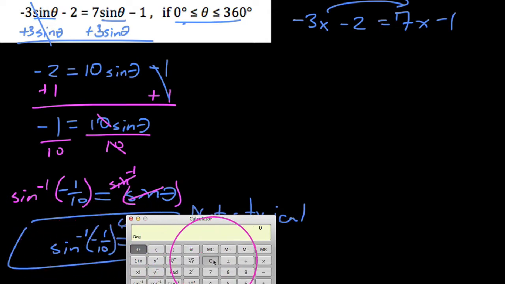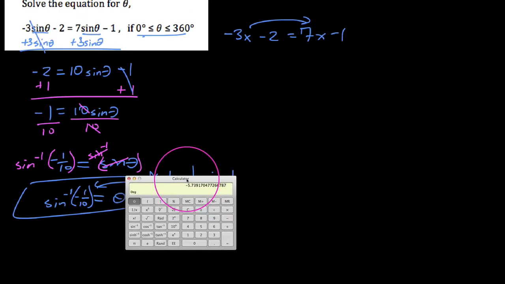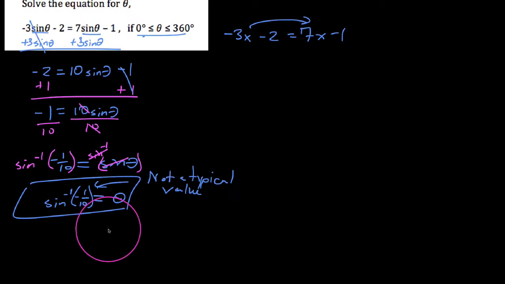The first thing I'll do is take a 1, make it negative, and then divide that by 10, which of course is negative 0.1. And we'll do the sine inverse of negative 0.1. My calculator's in degrees, and I want degrees. It says negative 5.74-ish degrees when I do the sine inverse of this. So I'm going to write that: negative 5.74 degrees-ish.